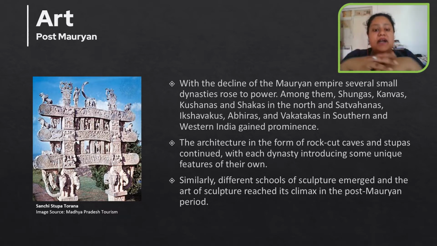The art and architecture was in the form of rock-cut caves and stupas, which continued with each dynasty introducing its own unique features. Similarly, different schools of sculpture emerged, and art and sculpture reached their climax in the post-Mauryan period. Like we have the Gandhara school, the Mathura school, and the Amravati school of art and architecture, which have already been discussed in the previous class of introduction.